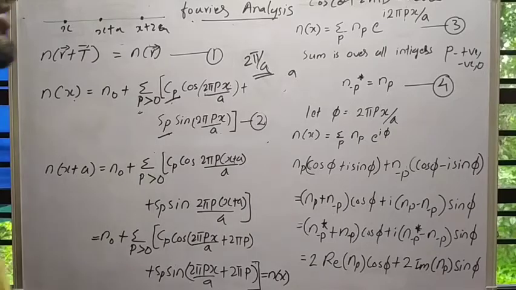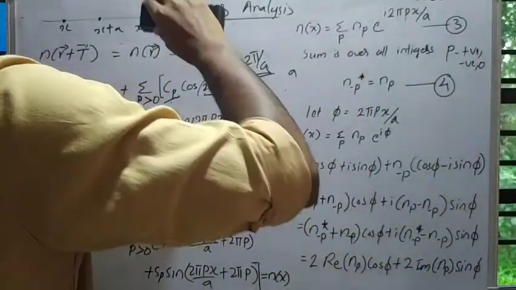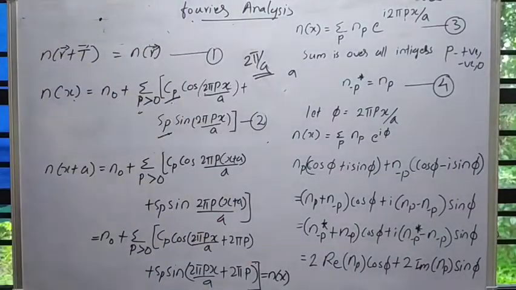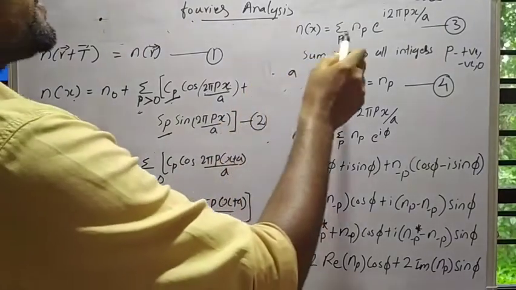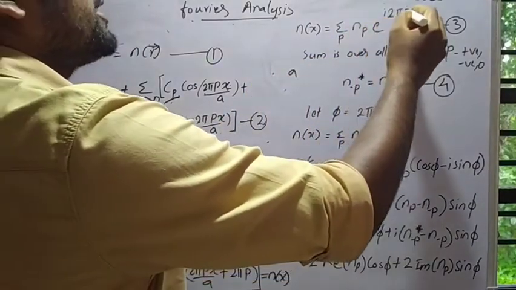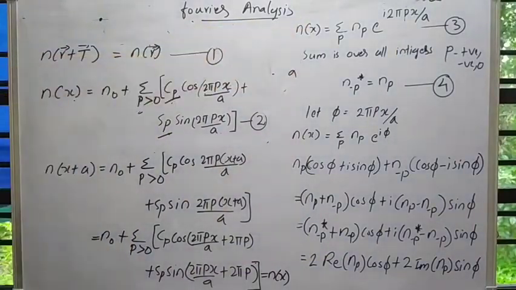And in a compact form, equation 2 can be written as the number density n of x equal to sum over p np e raised to i 2 pi px over a. And we know number density is a real function.